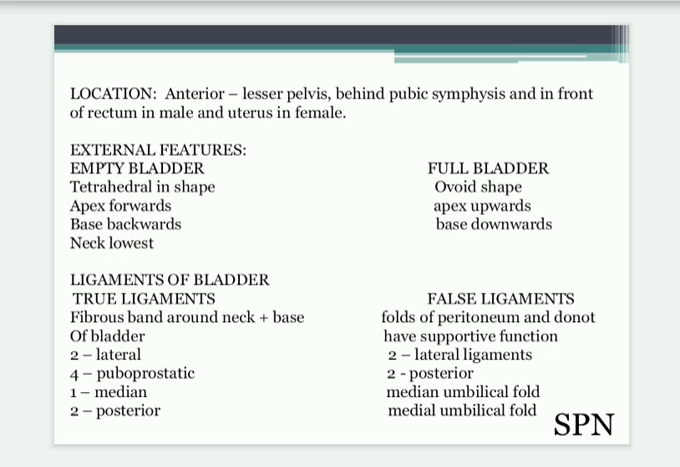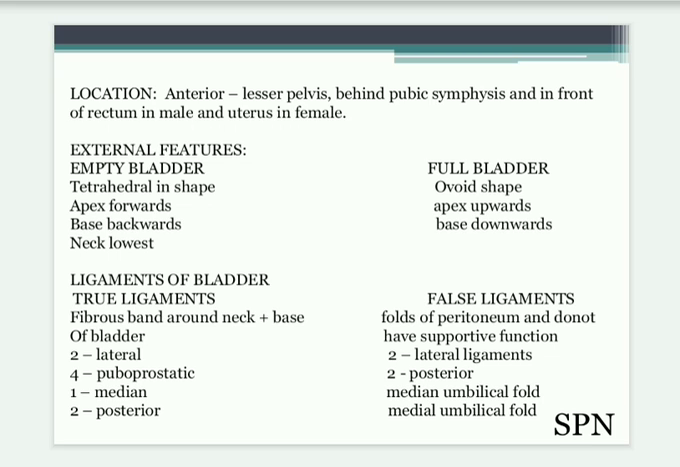Some of the ligaments of the bladder: there are true ligaments and false ligaments. Your true ligaments are nothing but fibrous bands around the neck and at the base of the bladder. Your false ligaments are folds of peritoneum and do not have a proper supportive function. The true ligaments are two lateral ligaments, four puboprostatic ligaments, one median ligament, and two posterior ligaments.